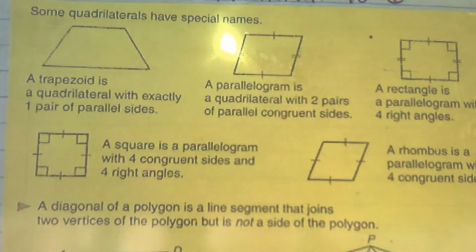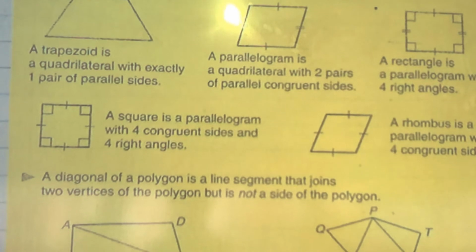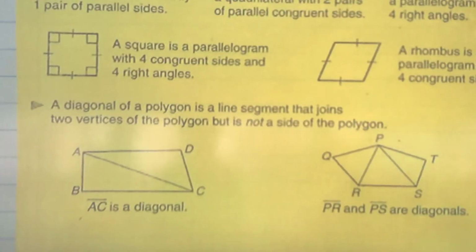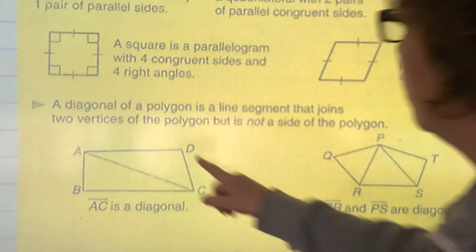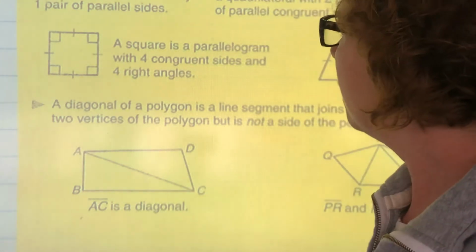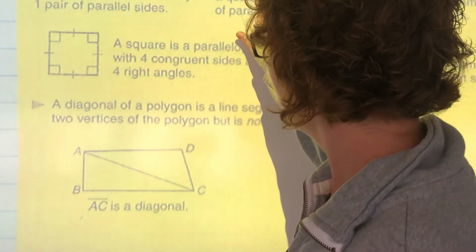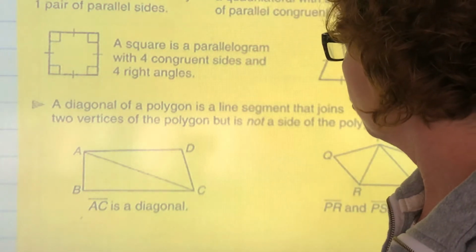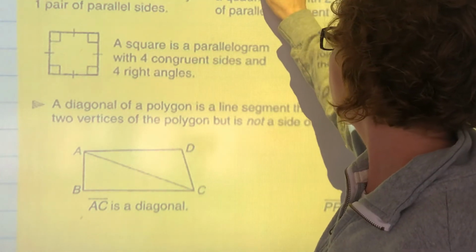Now, if we take a look at the second row here, we have a square. And we know that a square is a parallelogram that has four congruent sides. All four sides are the exact same, and four right angles. So all four sides are congruent, and they have four right angles. Okay, so a square can also be called a parallelogram because it has four congruent sides, but a parallelogram can't be called a square because, again, it doesn't have four right angles.